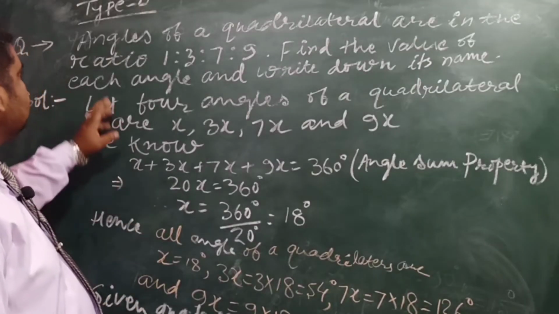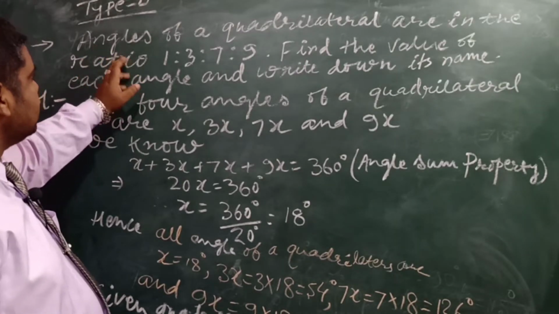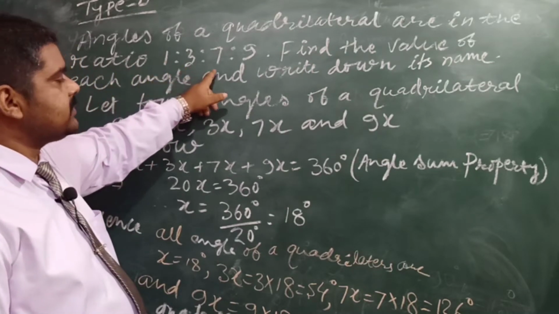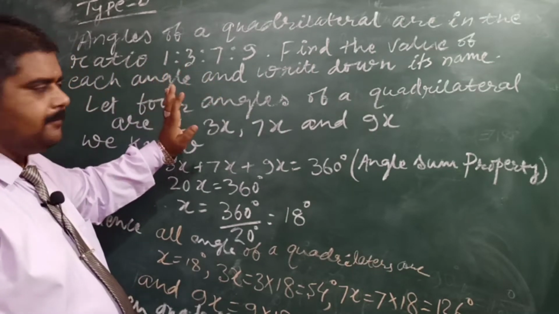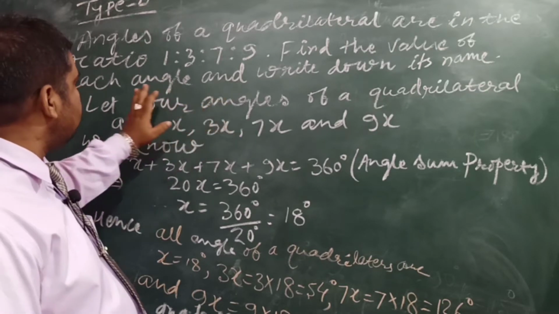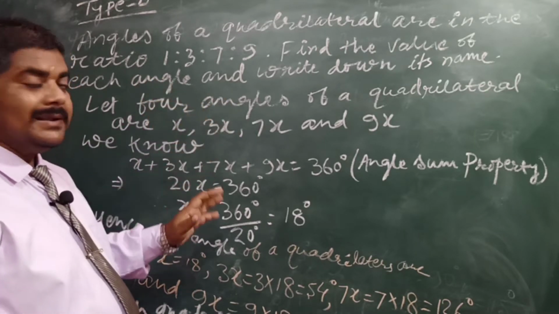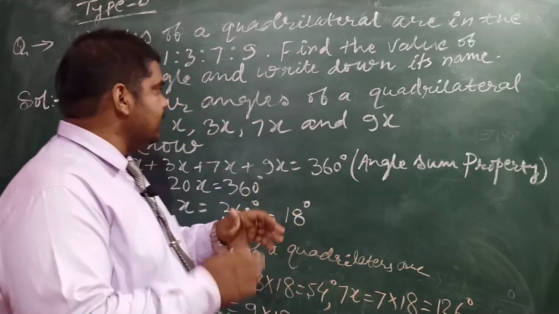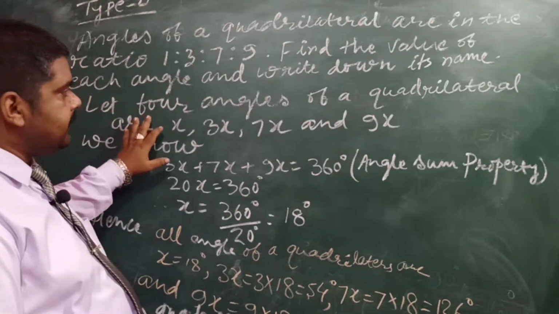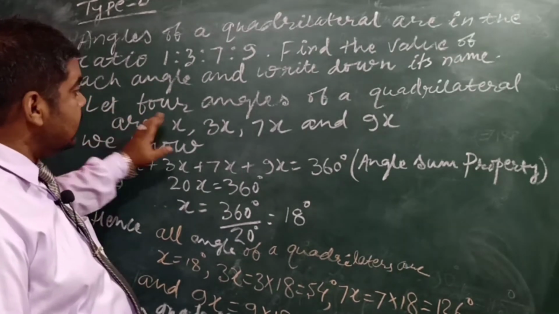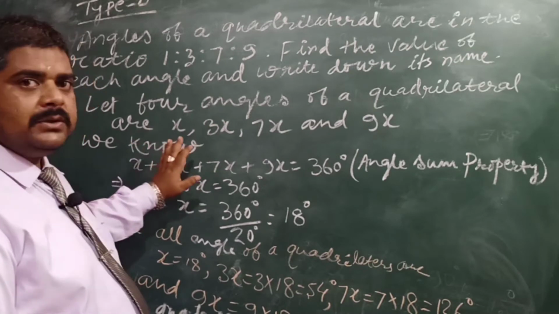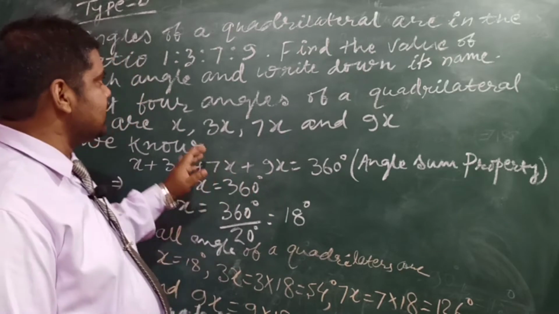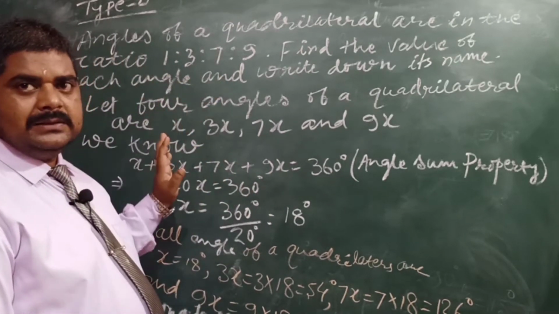My dear student, in this question the angles of a quadrilateral are in the ratio 1:3:7:9, and you need to find the value of each angle and write down the name of the quadrilateral. What is the solution? Let the four angles of the quadrilateral be x, 3x, 7x, and 9x degree. I have considered this with the help of the ratio.